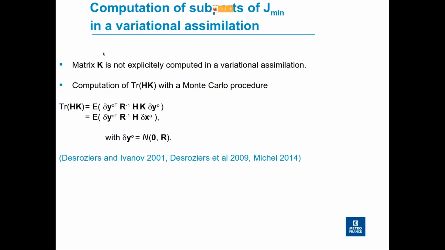The difficulty is that matrix K is not explicitly computed in a variational assimilation. However, as shown by Gérald Desrosiers and his colleagues, it is possible to compute the trace of HK using a Monte Carlo procedure, using some observation perturbations, delta YO, and the associated perturbed analysis increment, delta XA. So using these kinds of simple products, it is possible to estimate the trace of HK. And the observation perturbations are constructed as random draws of the specified observation error covariance matrix R.